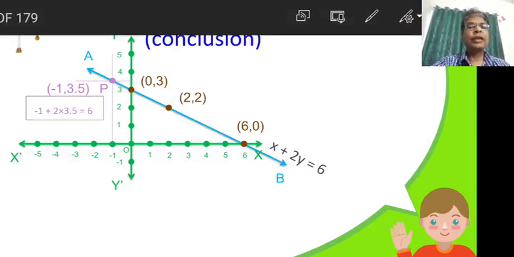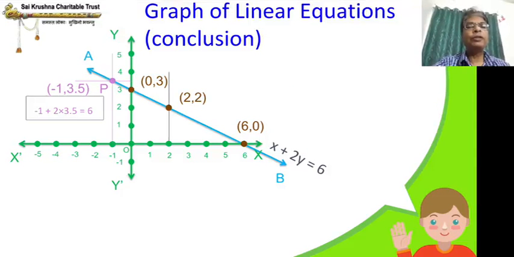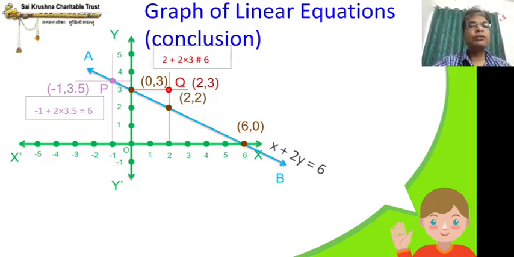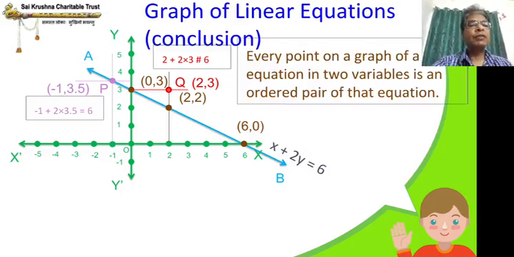Now let us see one more point. I am going to take the point (2, 3), but this point is not lying on the line. Let me substitute x and y in the equation. 2 plus 2 into 3 equals 8, and it is not equal to 6. That means we are going to have some conclusions. Let us see what those are.